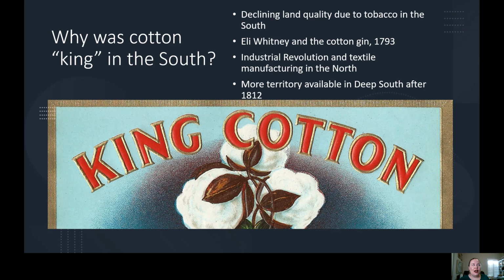And the other thing that makes cotton possible to take over the Southern economy is not only Northern factory demand for cotton as a raw material, and the cotton gin technology making it easier to process cotton, but also that there's more land available in the South for people to establish new farms and plantations. Particularly, there's more land in what we call the Deep South after 1812.